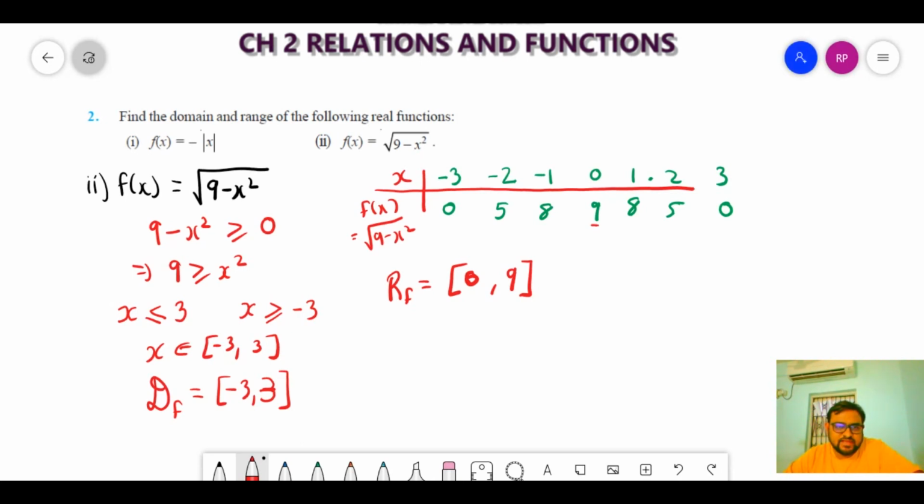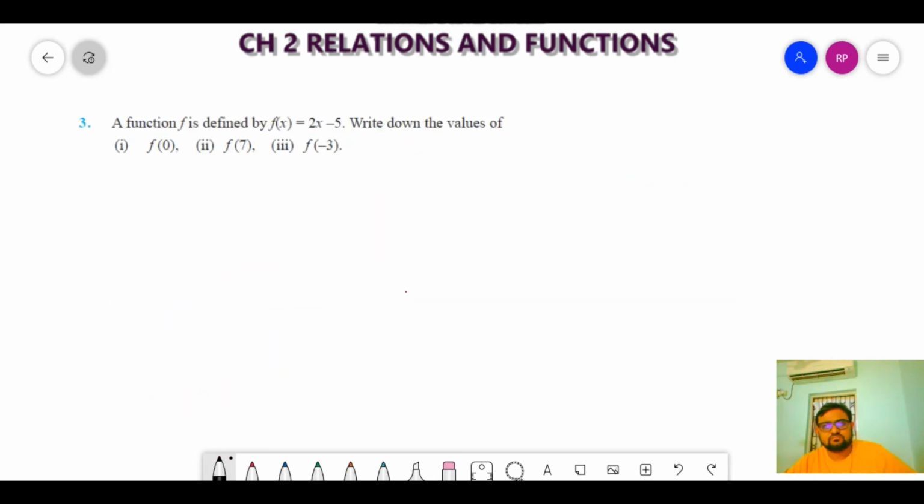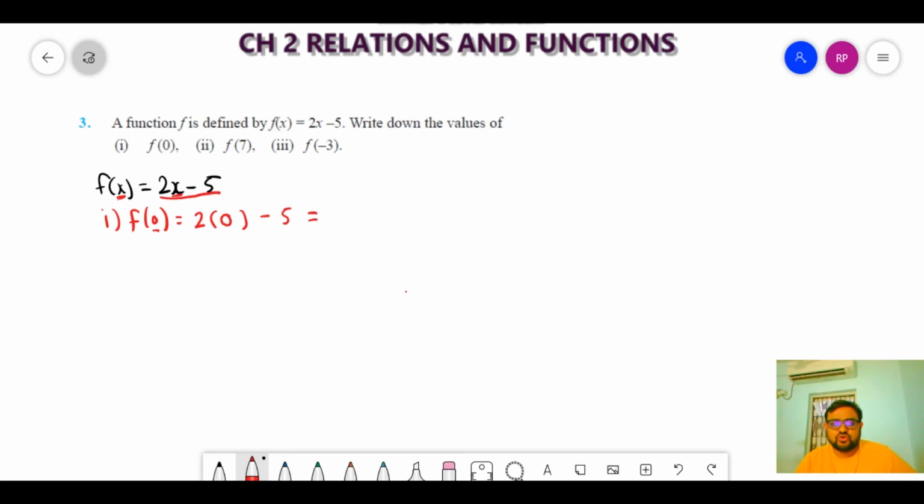Now let's move to the next question, that is question number 3. The function f is defined by f(x) = 2x - 5. You have to find three things. First is f(0). I will write the same function, but in the place of x I will put a bracket. Here it was x, so here it is x. Here it is 0, so in the place of x I will put 0. So 2 into 0 is 0, minus 5, is minus 5.